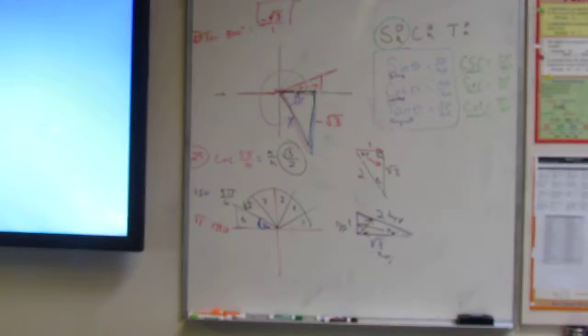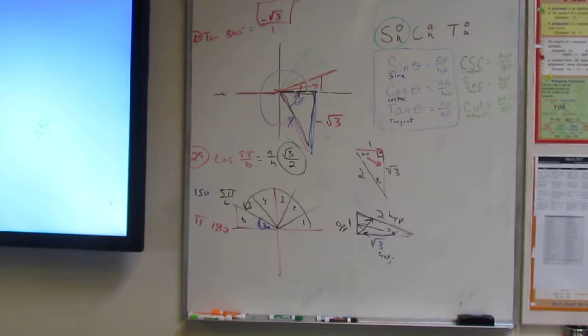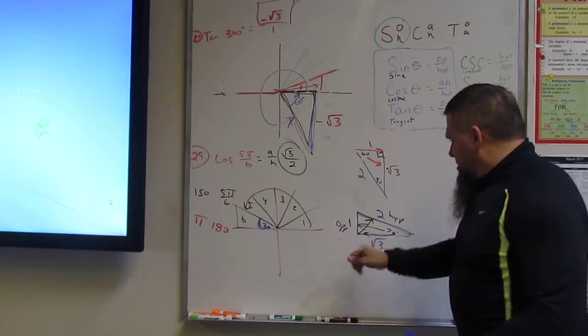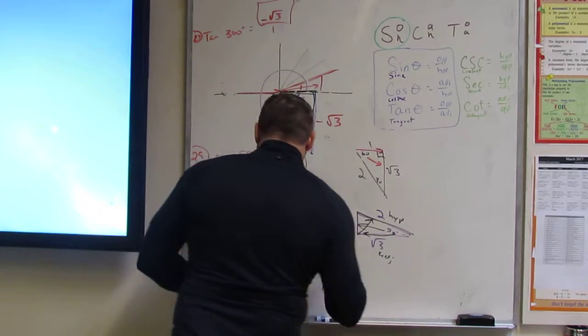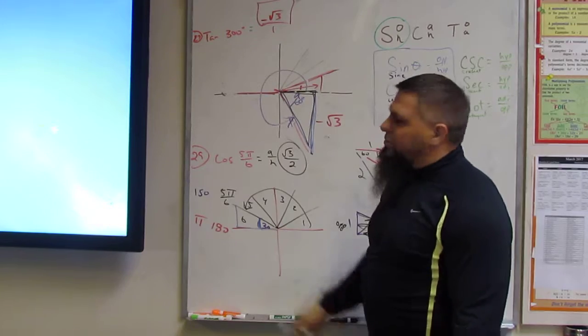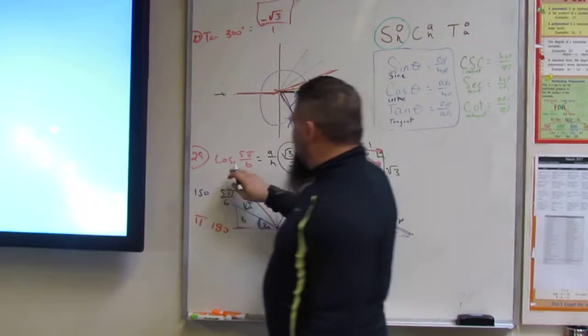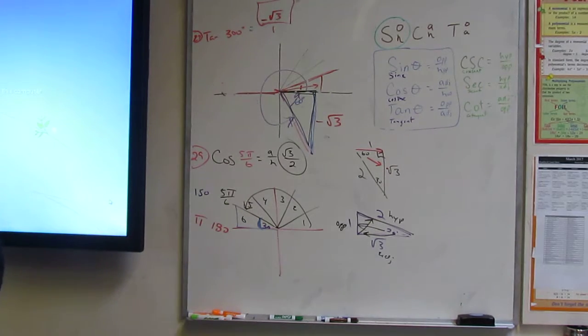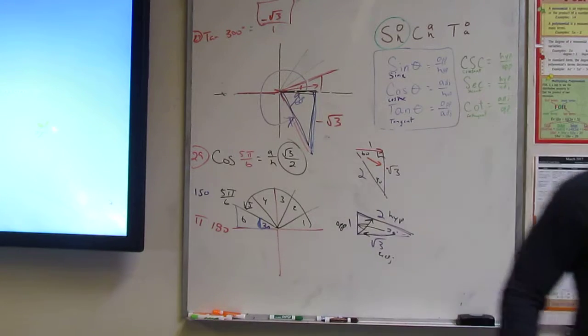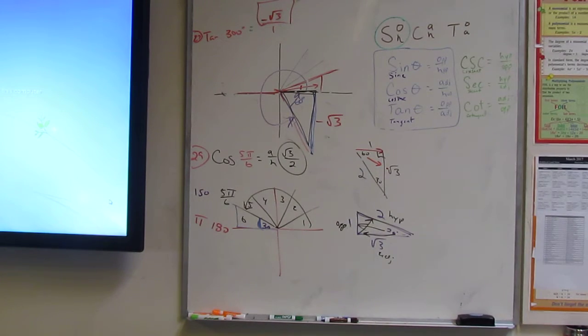Bam. Wait, does that say log? Did I make it? No, it doesn't say log. I might have got a little sloppy. It says OPP, opposite. Does that say log 5 pi over 6? No, it says cosine. Okay, that's better. COS. What's H for hypotenuse? All right, we're good.